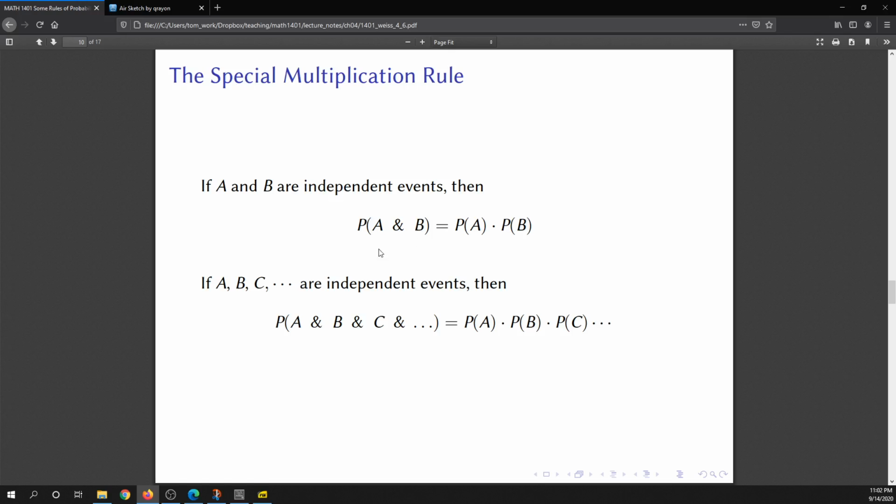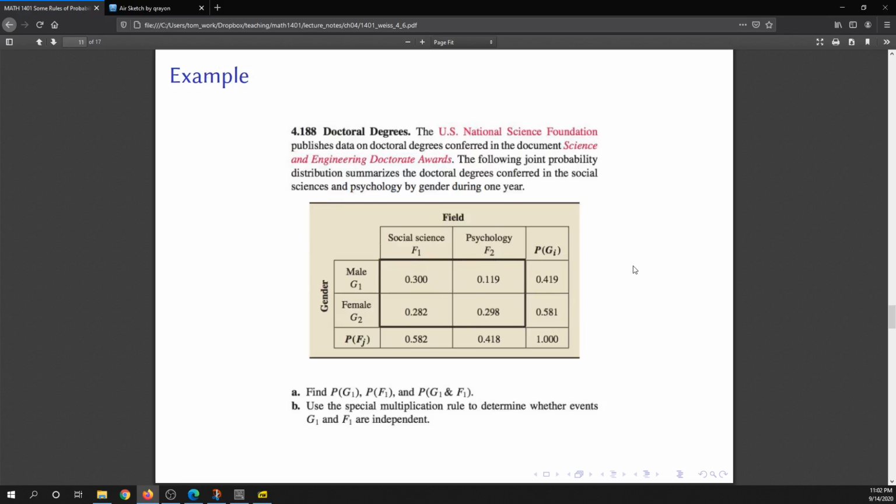So you're always going to have to ask yourself, are these events independent? If they are independent, then you're going to use the special multiplication rule, which says you just multiply the probabilities together. If the events are dependent, then you're going to have to use the general multiplication rule. That's the more difficult one, with the conditional probabilities involved. All right, let's take a look at one more example here.